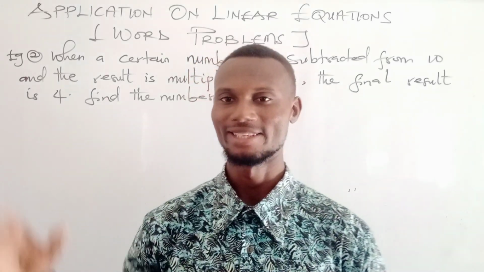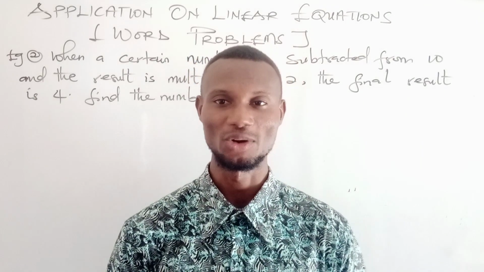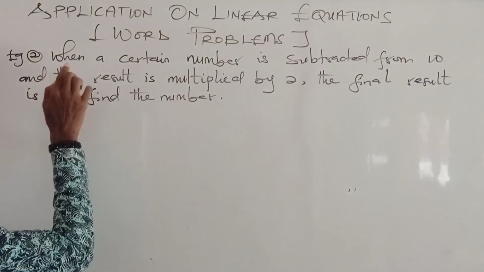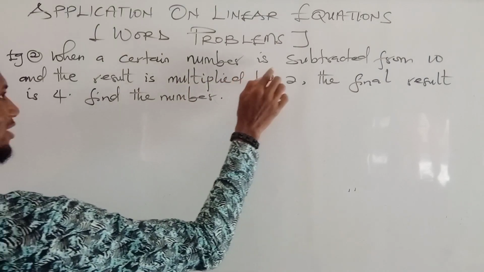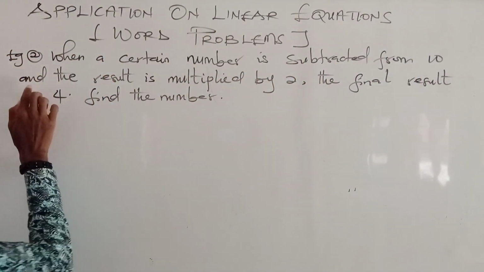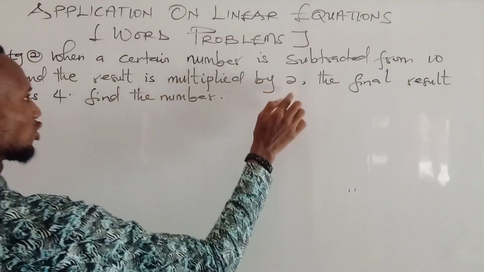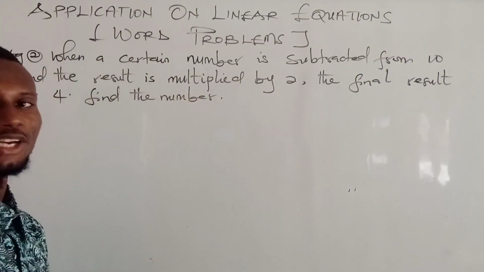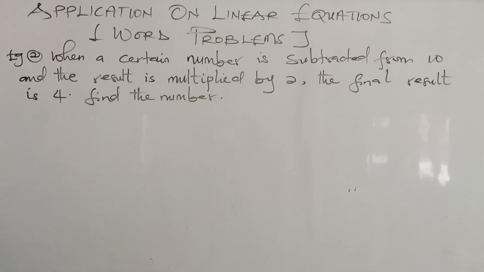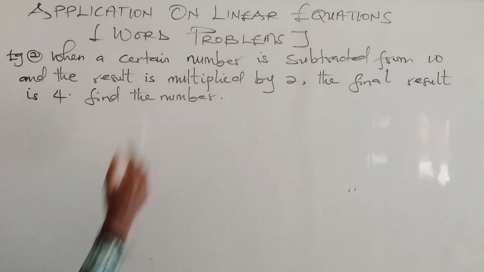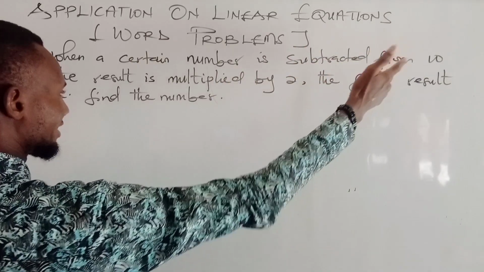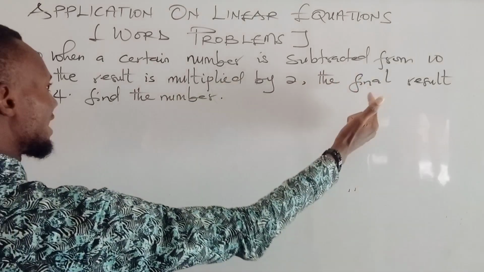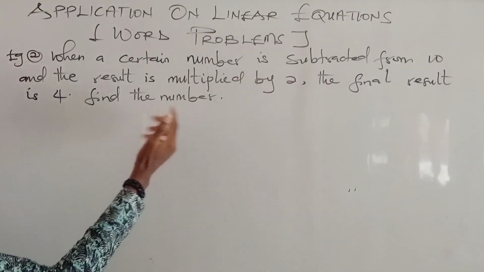Let's go ahead and tackle the example 2 that I have on the board. So let's read the question together. Okay, so example 2, it says that when a certain number is subtracted from 10 and the result is multiplied by 2, the final result is 4. Find the number. Okay, so I'm going to read it one more time. It says that when a certain number is subtracted from 10 and the result is multiplied by 2, the final result is 4. Find the number.